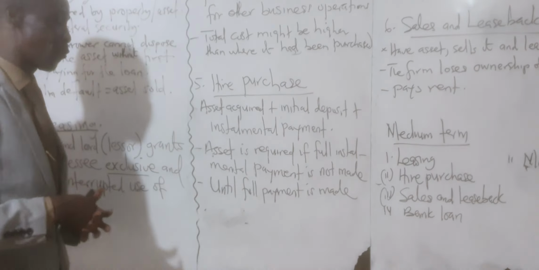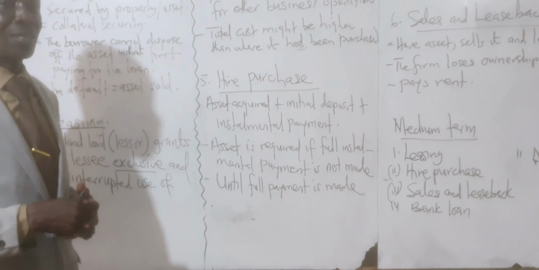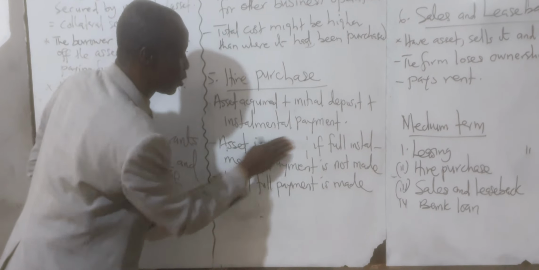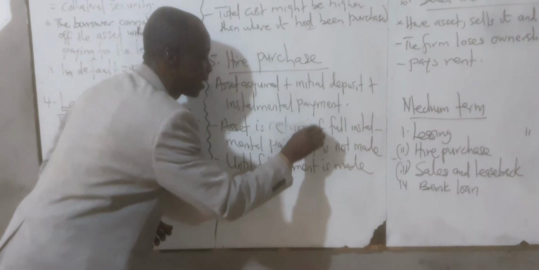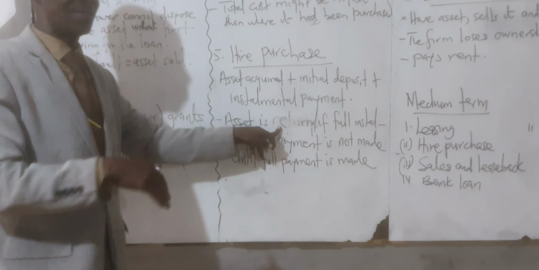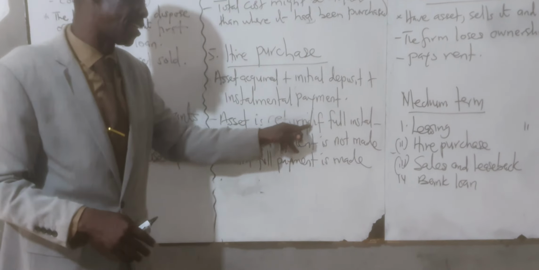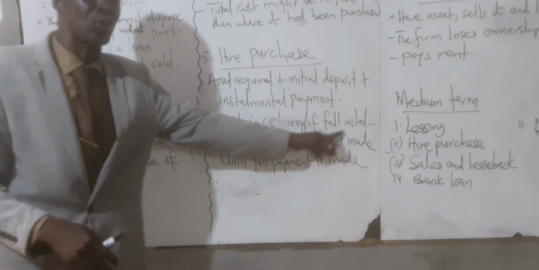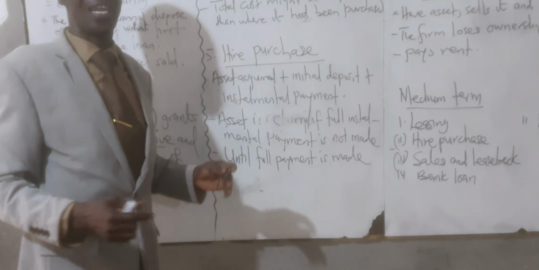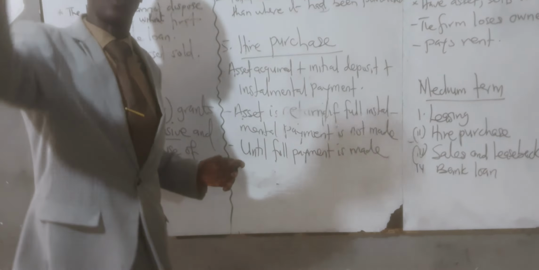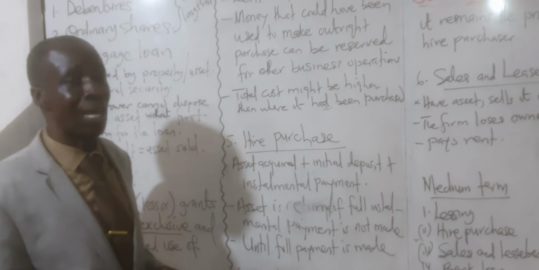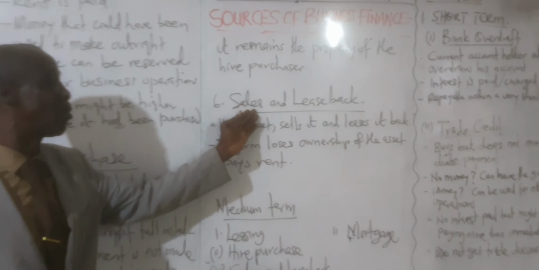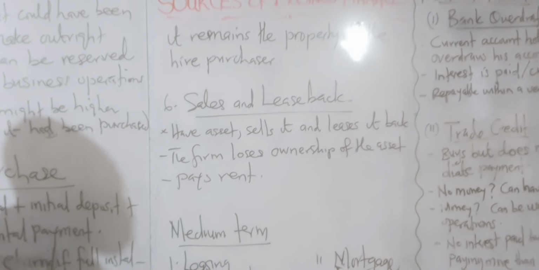The person will come for the asset. The asset is not required. The asset is retained if full instrumental payment is not made. So you retain it. The person will come for it. So long as you have not finished payment, it is still the person's property. So that is that. The next item that we are looking at is sales and leaseback.